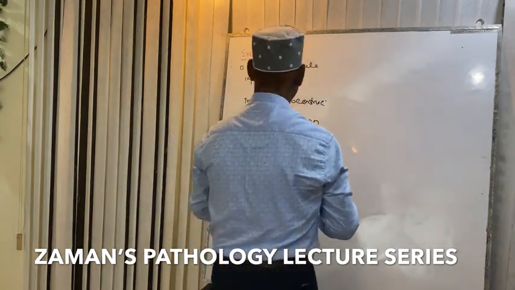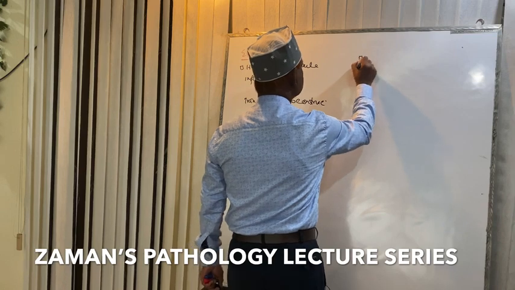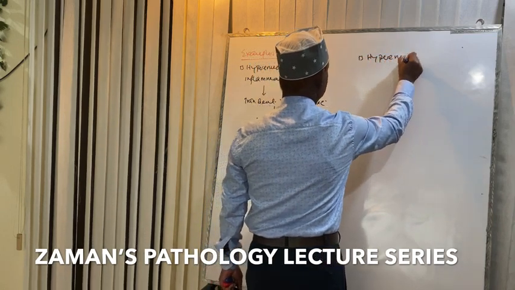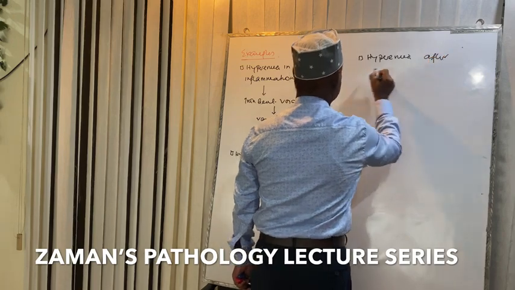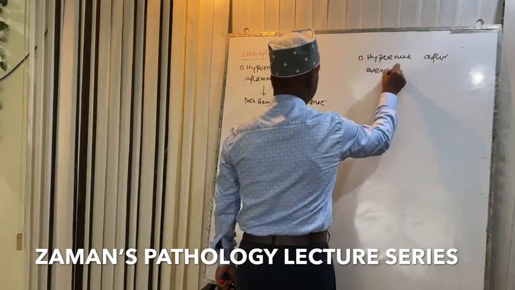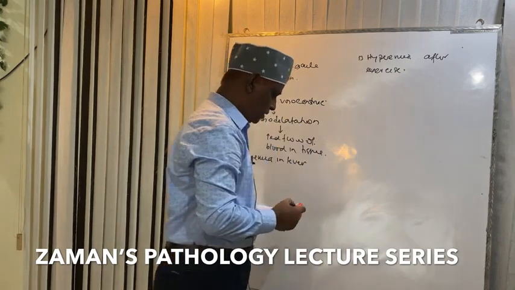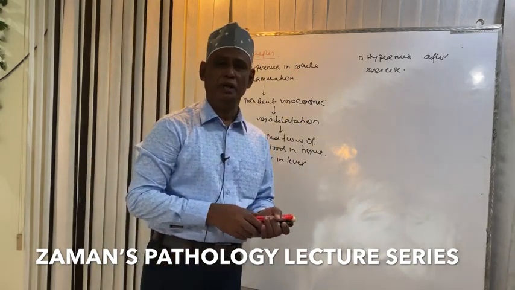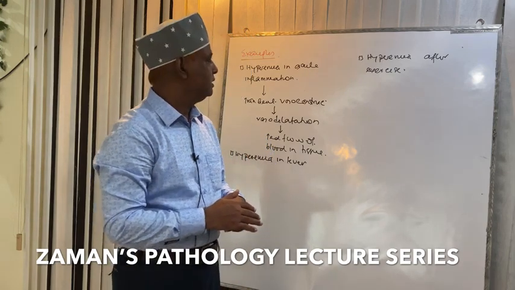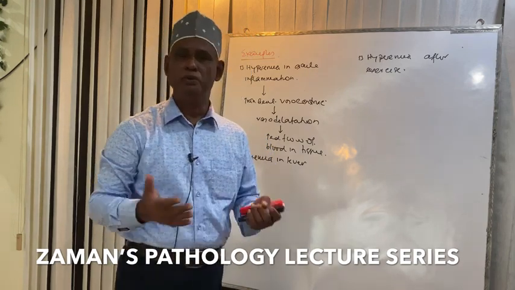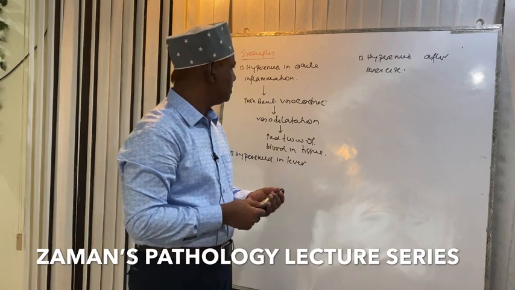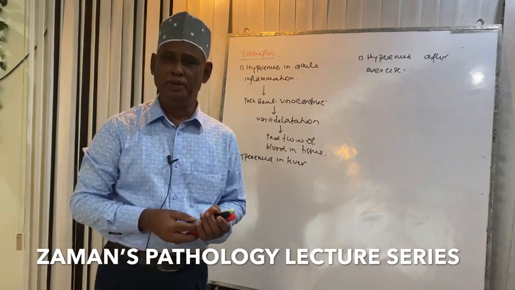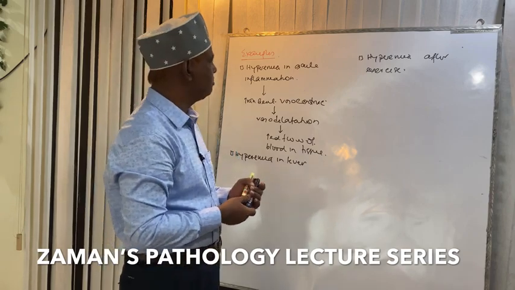Another example of hyperemia is hyperemia after exercise. Dear audience, you know, after exercise there is sweating, and before sweating there is redness of the skin. It is due to cutaneous arterial dilatation, and it is due to increased flow of blood in the cutaneous blood vessels. So it is an example of hyperemia.